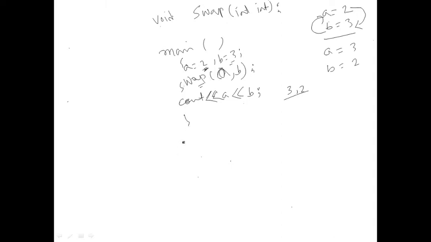So how will the function work? Swap, void, integer x, integer y. Here, suppose a temporary variable, integer t, just for swapping. The mechanism of swapping works like this. It's a simple algorithm: t is equal to x, x is equal to y, and y is equal to t.